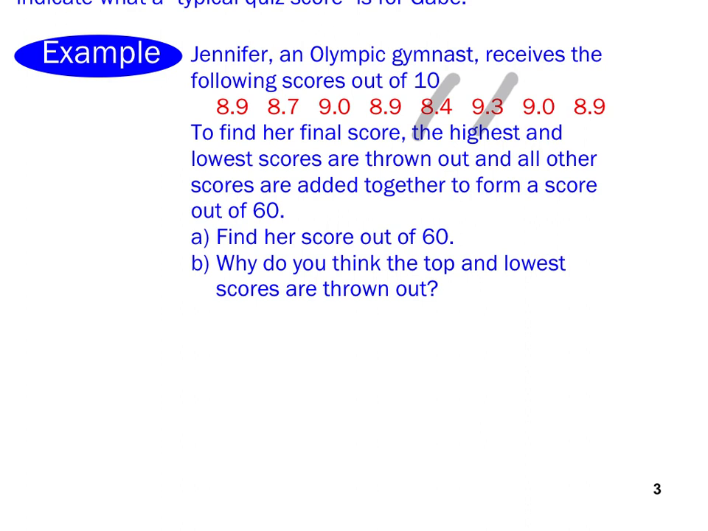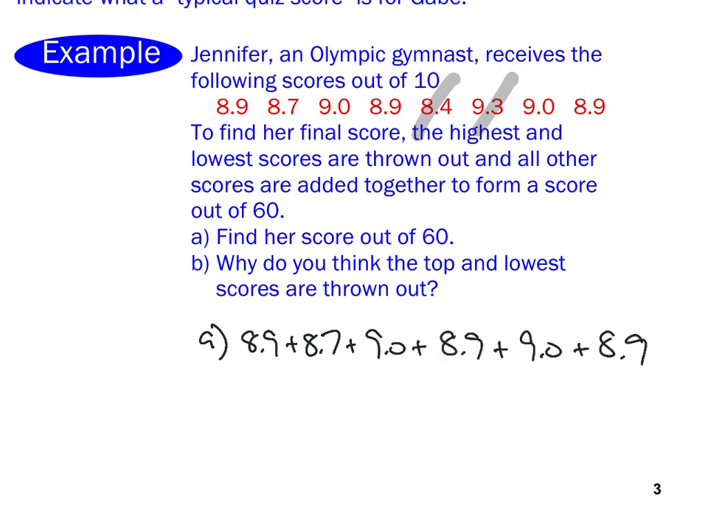8.9 plus 8.7 plus 9.0 plus 8.9 plus 9 plus 8.9. So we're going to add all those scores together. Again, we're just taking all those numbers and adding them together, but we're not using the highest or the lowest. And what do we get? Yes, Julian. It's 53.4. That's her score out of 60.